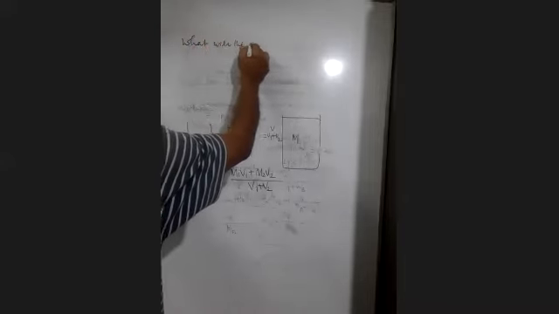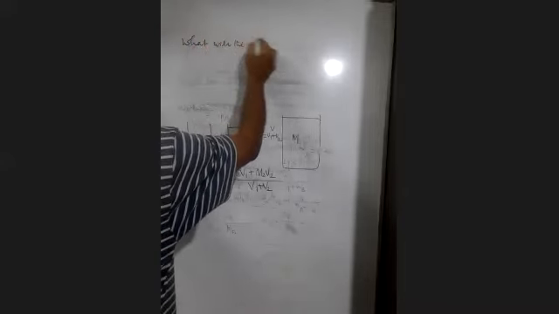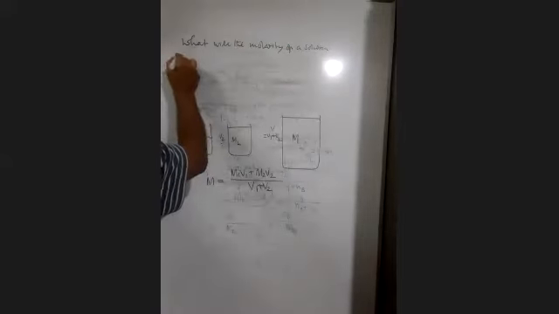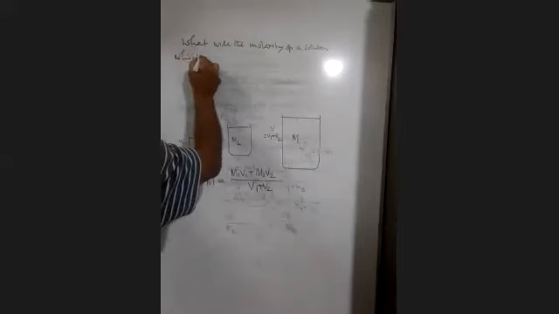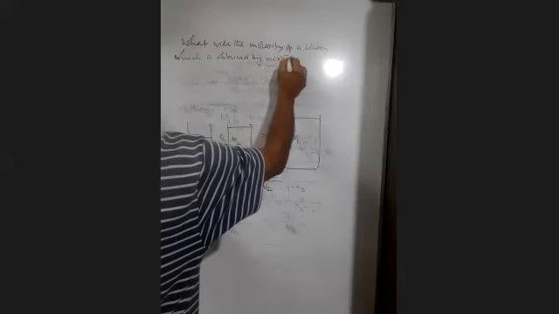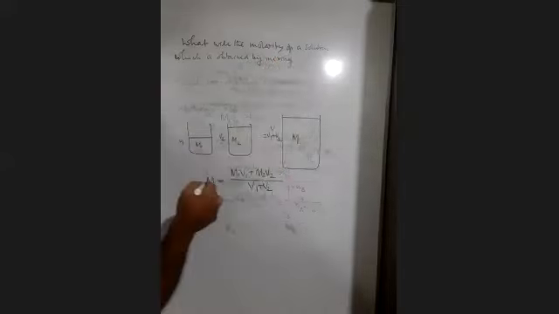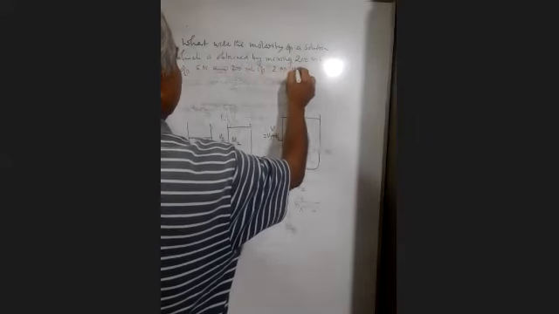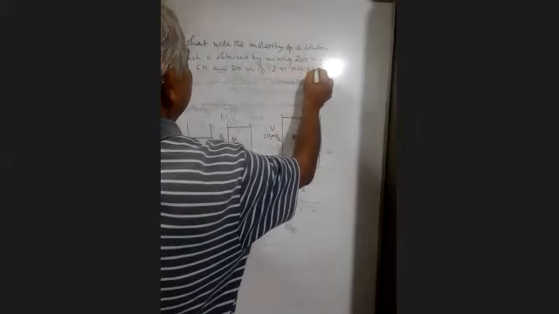What will be the molarity of a solution which is obtained by mixing 200 ml of 5 molar and 300 ml of 2 molar HCl solution.